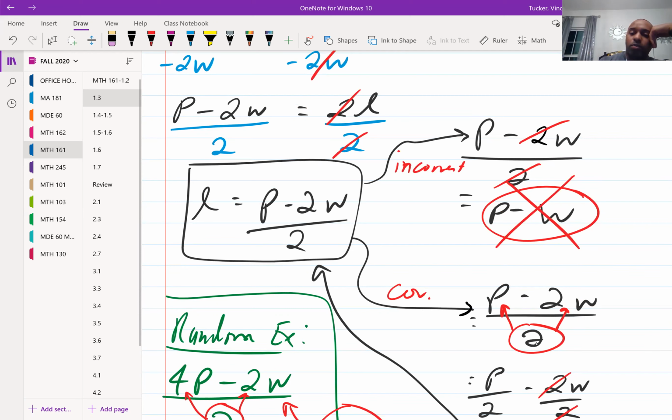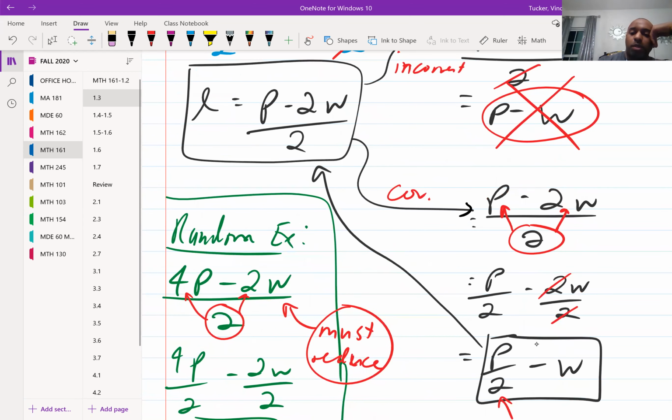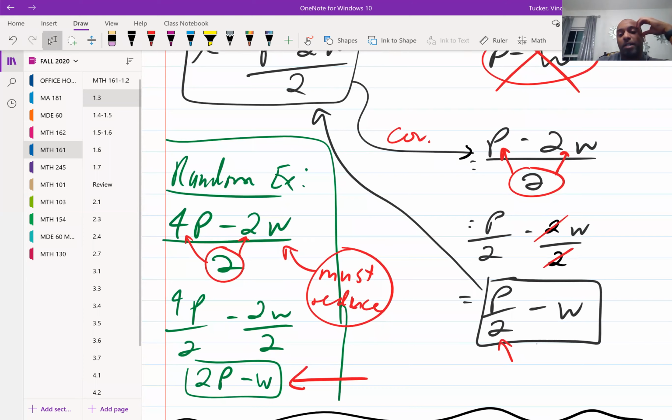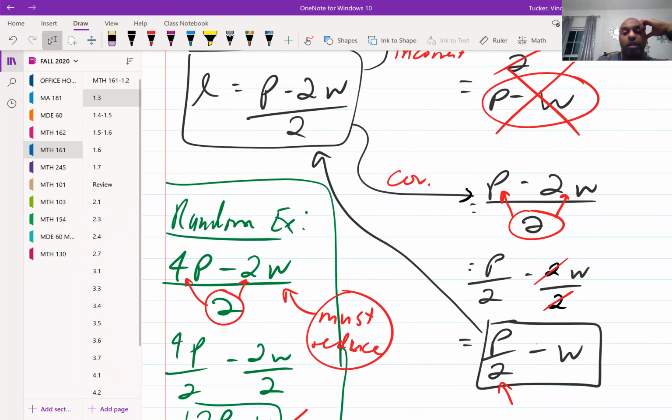So I have P minus 2W over 2. That 2 needs to go into each term, and that will give me P over 2 minus 2W over 2. Now I can cancel out the 2's over there attached to the W, and that leaves me with P over 2 minus W. And that's the other way that we can express this final answer over here. Now, you did not have to do that because 2 could not divide evenly into each term. It was okay to leave your answer like this.